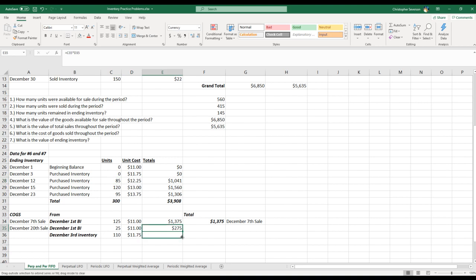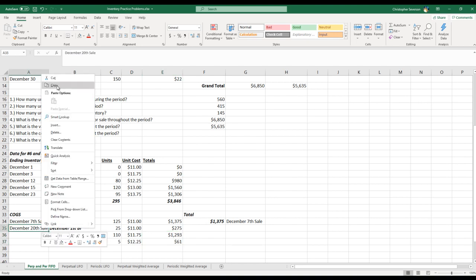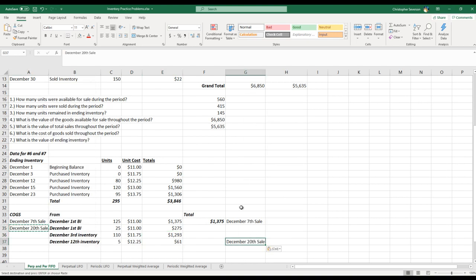I'm going to do my multiplication here again. We need 5 more units. It's going to have to come from the December 12th inventory. And we only need 5 of them. So now that's down to 80. $12.25 was the price. Multiply these. And now we know we have everything we need for the December 20th sale.